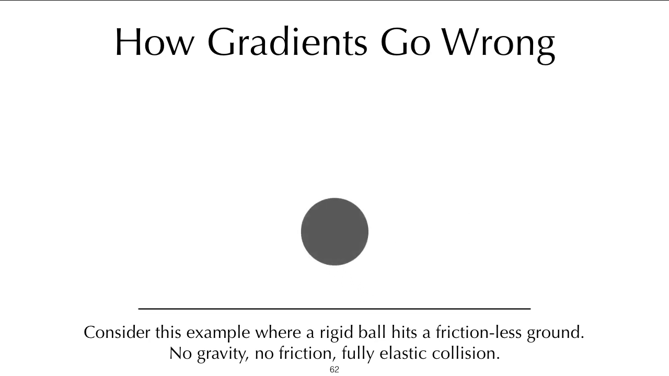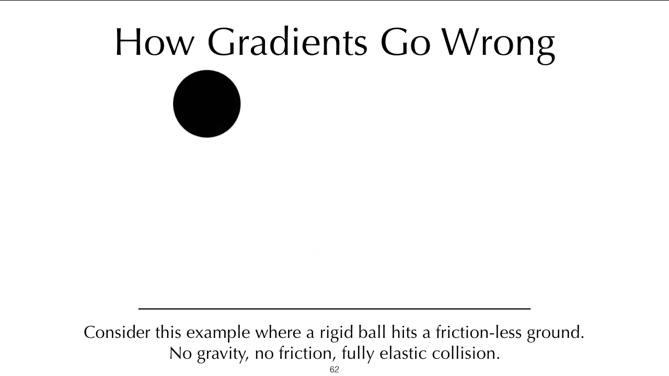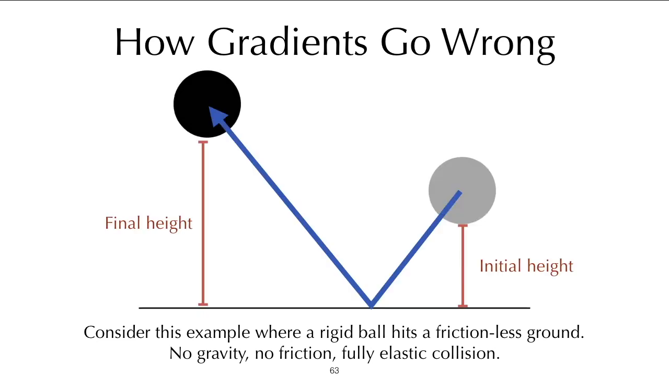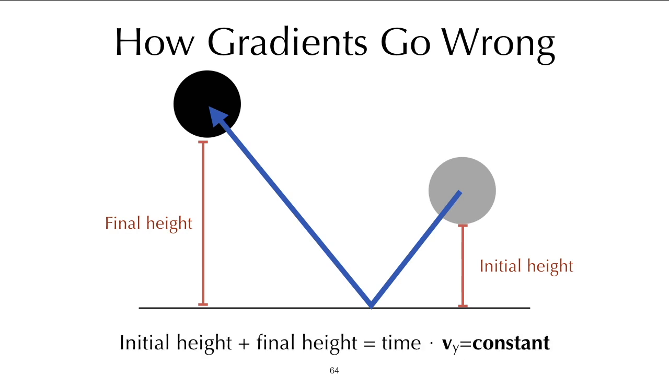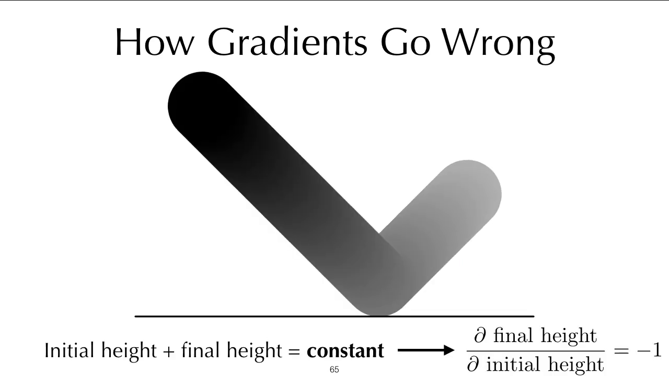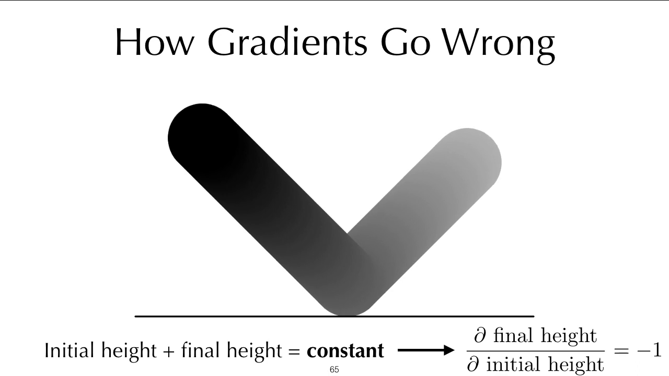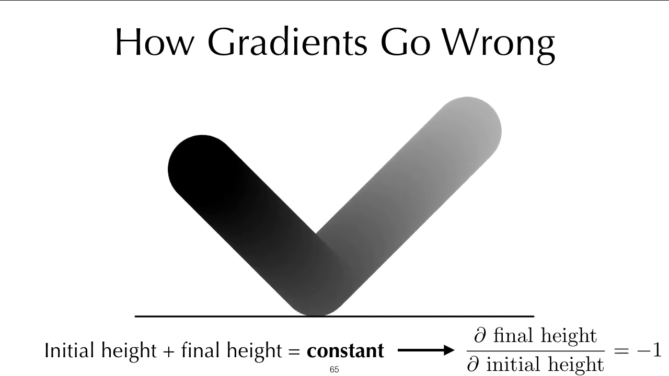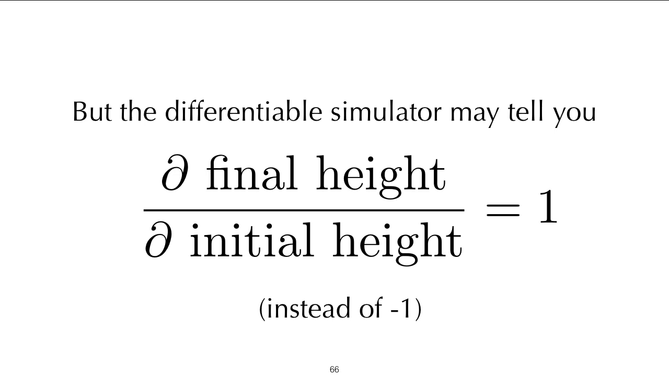Consider this example: you have a rigid ball hitting a frictionless ground, no gravity, no friction, fully elastic collision. It's easy to derive the relationship between the initial height and the final height, right? Because the vertical velocity is a constant before and after the collision, since it's a fully elastic collision. The final height and the initial height sum up to a constant, which means that if you evaluate the gradient of the final height with respect to the initial height, you get -1 because their sum is a constant. However, the differentiable simulator may tell you that the gradient is 1 instead of -1. So this is completely wrong.